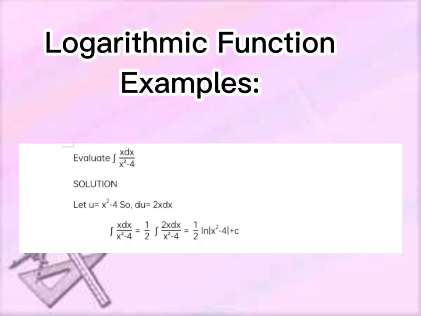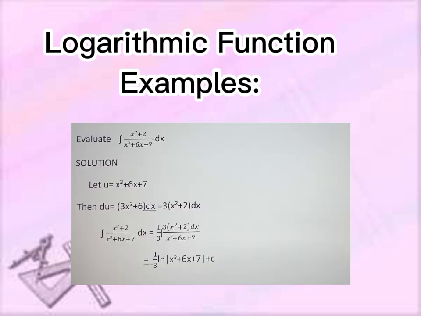Now, let's proceed to the examples of logarithmic functions. Number 1. Evaluate the integral of x dx all over x squared minus 4. So, here is the solution. Our u is equal to x squared minus 4, and our du is equal to 2x dx. To integrate x dx all over x squared minus 4 is equal to 1/2 ln u, or x squared minus 4, plus c.